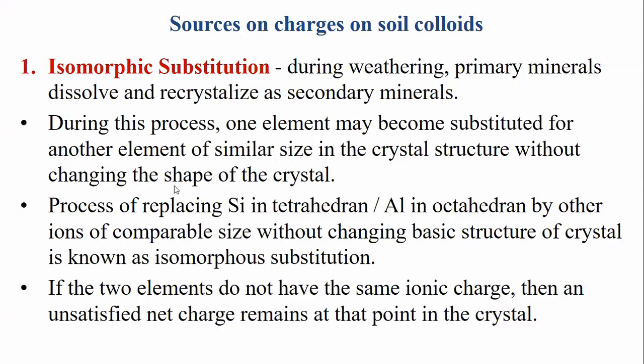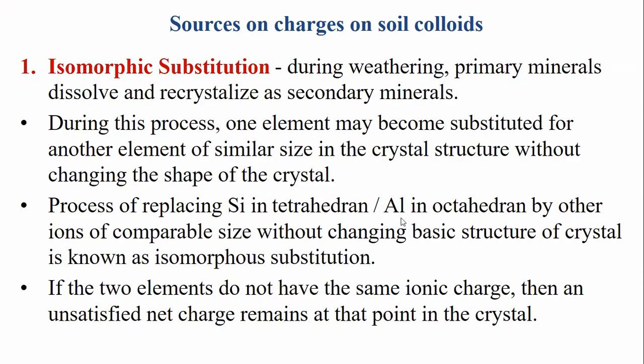Similar size without changing the shape of the crystal. The process of replacing silicon in the tetrahedron or the aluminum in the octahedron by other ions of comparable size without changing the basic structure of the crystal is a substitution. You can give this definition also. So this is a real definition. So you can add it with the example: replacing silicon in the tetrahedron or aluminum in the octahedron.